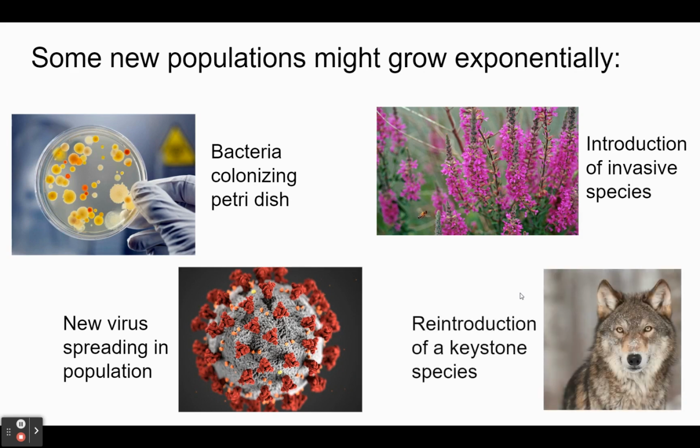And lastly, a reintroduction of a keystone species, like the wolves to Yellowstone Park. That wolf population starts off really low as it's reintroduced. And then as time goes on and they reproduce and reproduce and reproduce and take advantage of all the resources and space that are available, they'll grow exponentially until they reach that stable maximum, at which point they are going to transition to logistic growth and then likely fluctuate around a carrying capacity.